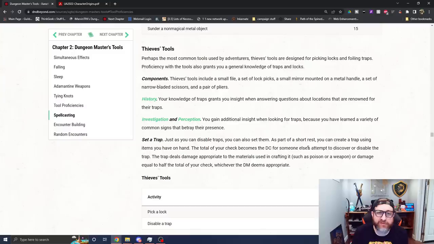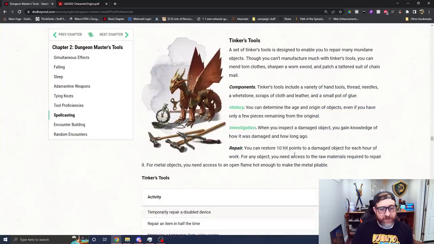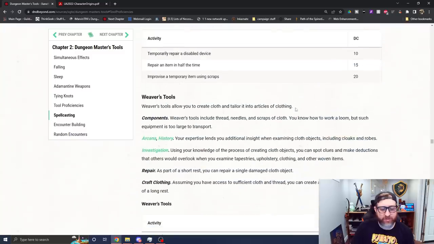So if you have proficiency with thieves' tools as a rogue, and then also proficiency with investigation and perception, which more than likely you have one or both, you should, in theory, have advantage on all of your checks to find traps because of the way this mechanic works. Tinker's tools. History. You can determine the age and origin of an object, even if you have only a few pieces remaining of the original. Investigation. When you inspect a damaged object, you gain knowledge of how it was damaged and how long ago.